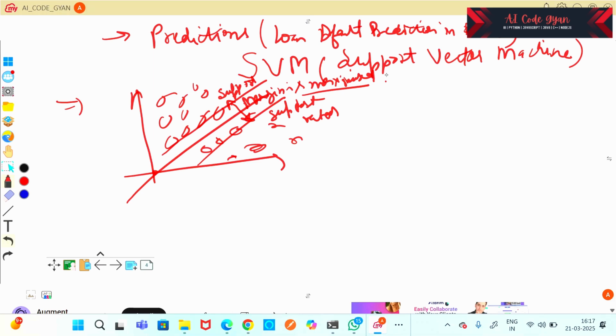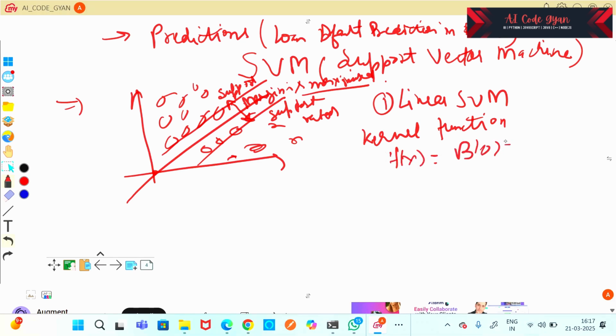So there can be different types of SVM. First, we have linear SVM. Here we calculate a kernel function. That means f(x) is equal to some constant plus the sum of the individual variables multiplied by a coefficient.